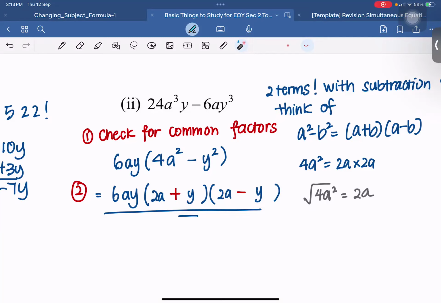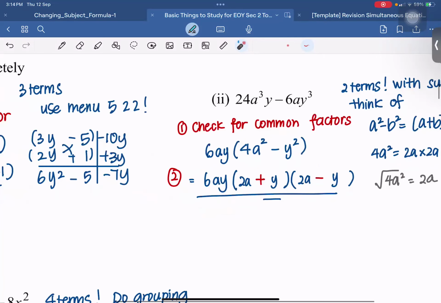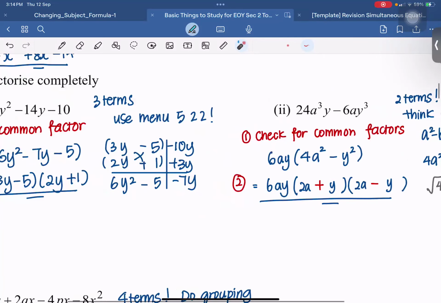Some students, if you do until this step, you get this answer. If the teacher is kind and gives a lot of marks, then you can get 1 method mark. But sometimes the teacher says you must do both steps to get the 1 mark. So unfortunately, you may not get any marks. So just take note. So 3 terms, 2 terms, 2 terms use special product.